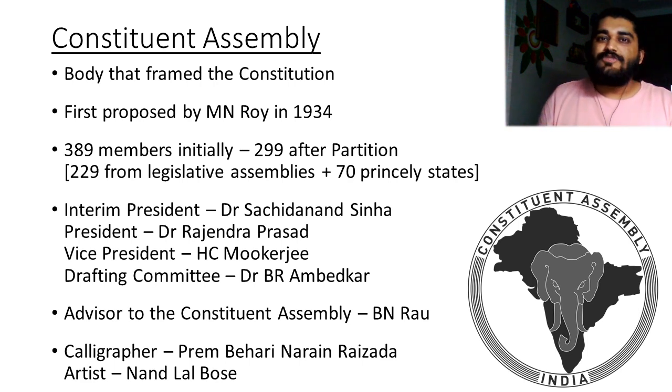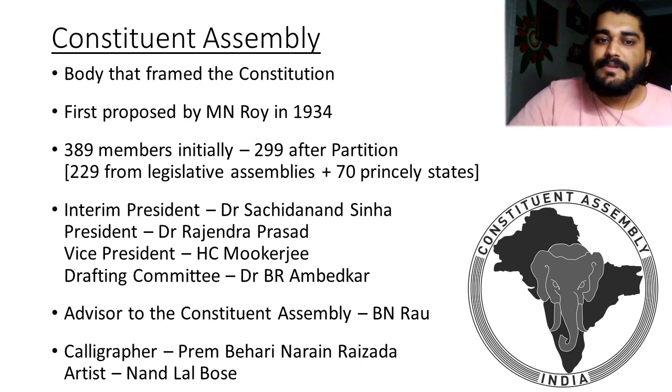When the constitution was being made, these princes also had the opportunity to have representation in the assembly, so that whatever constitution comes out of that assembly would be something that they could also reasonably adopt by themselves. Therefore, there were 70 members that were nominated from these various princely states who were part of the Constituent Assembly.